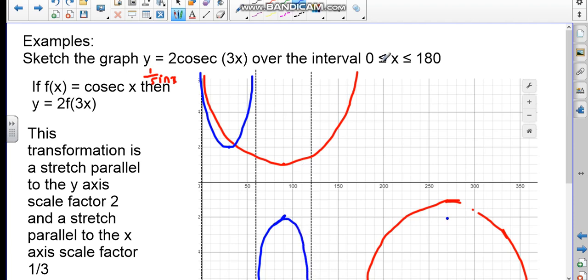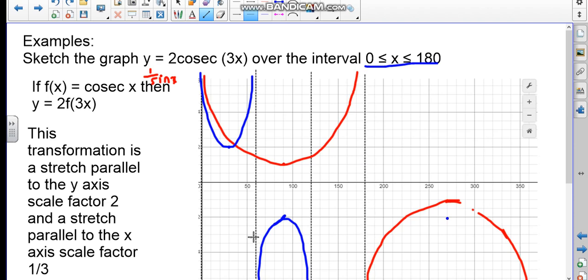All right, now the issue is I needed to do it from 0 to 180. At the moment I've only got up to 120, so I need to do a little bit more. I can see that the period of this graph is 120 degrees. I'm not going to do a full other cycle because that would take me up to 240, which is too far. So I'm just going to think about the difference between these asymptotes at the moment is 60. So the next asymptote will be at 180, which is where I need to finish my graph.